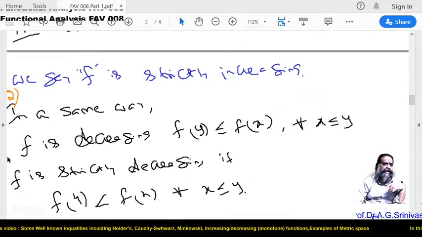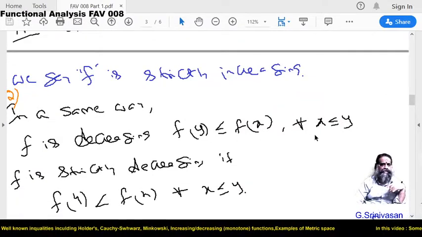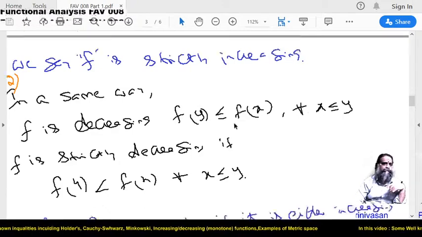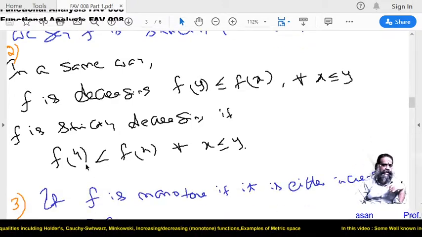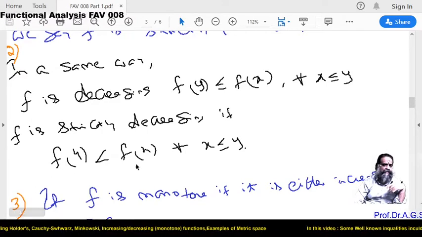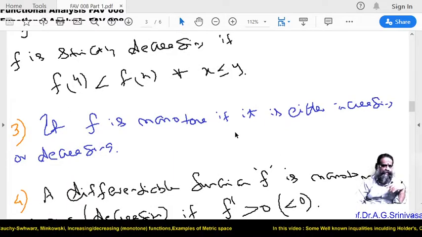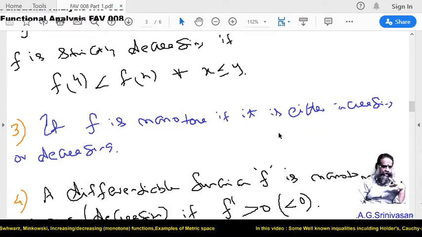In the same way, f is a decreasing function if f of y is less than or equal to f of x for every x less than or equal to y, and is strictly decreasing if x less than y implies f of y less than f of x. F is said to be monotone if it is either increasing or decreasing.